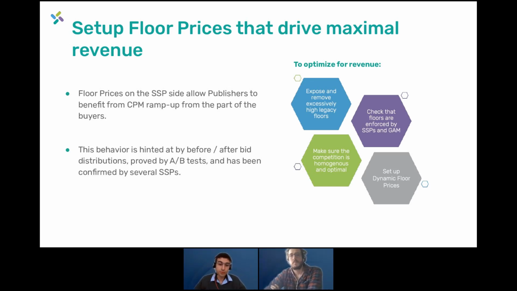Obviously, this will not be the case on all opportunities. So to take a very simple example, if you increase your floors from 10 cents to 20 cents, you will maybe have half of the bid responses that would have been under 20 cents completely discarded. So you will not get any bid response in this case. But the other half will benefit from what we call a CPM ramp up, meaning that the buyer will increase the CPM in order to reach the floor.